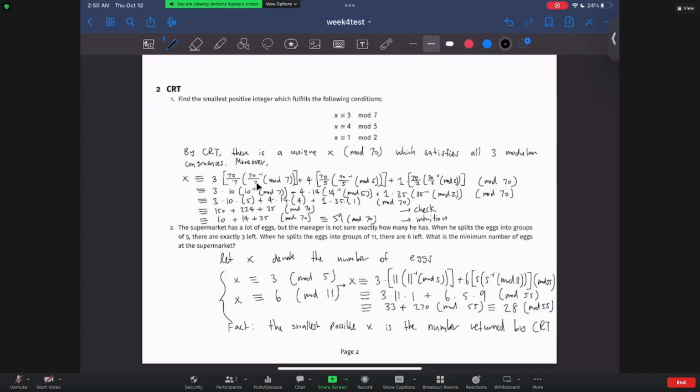Hi guys, welcome to the worksheet walkthrough for question 2, which is on the Chinese remainder theorem. So part 1 has us find the smallest positive integer which fulfills the following conditions. Here we have a system of modular congruences, where the first one states that x is 3 mod 7, it's also 4 mod 5, and finally it satisfies 1 mod 2. So this is a system of 3 modular congruences.